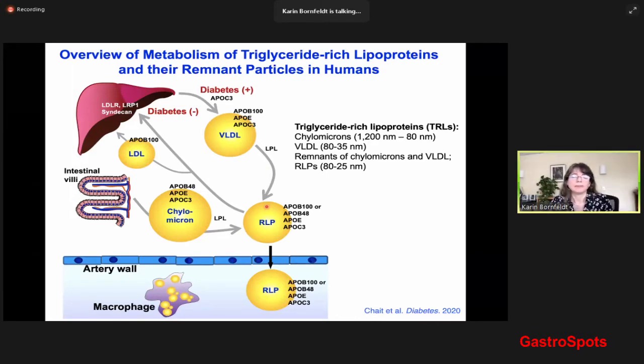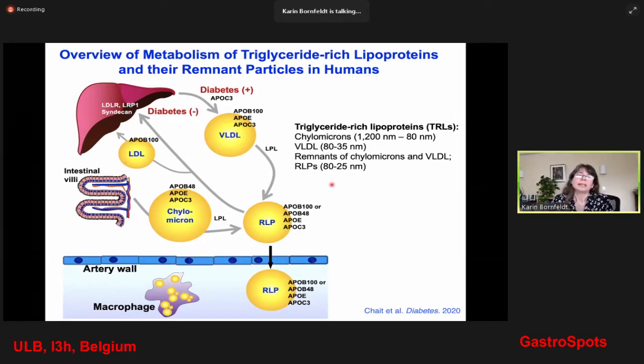This is a simplified overview of metabolism of triglyceride-rich lipoproteins and their remnant particles in humans. And the TRLs are usually classified as chylomicrons. These are very large particles derived from the gut during and following a meal. These particles can range in size from 1200 to 80 nanometer in diameter. We also have the very low density lipoprotein that's produced by the liver in between meals. These are smaller particles, 80 to 35 nanometer in diameter.